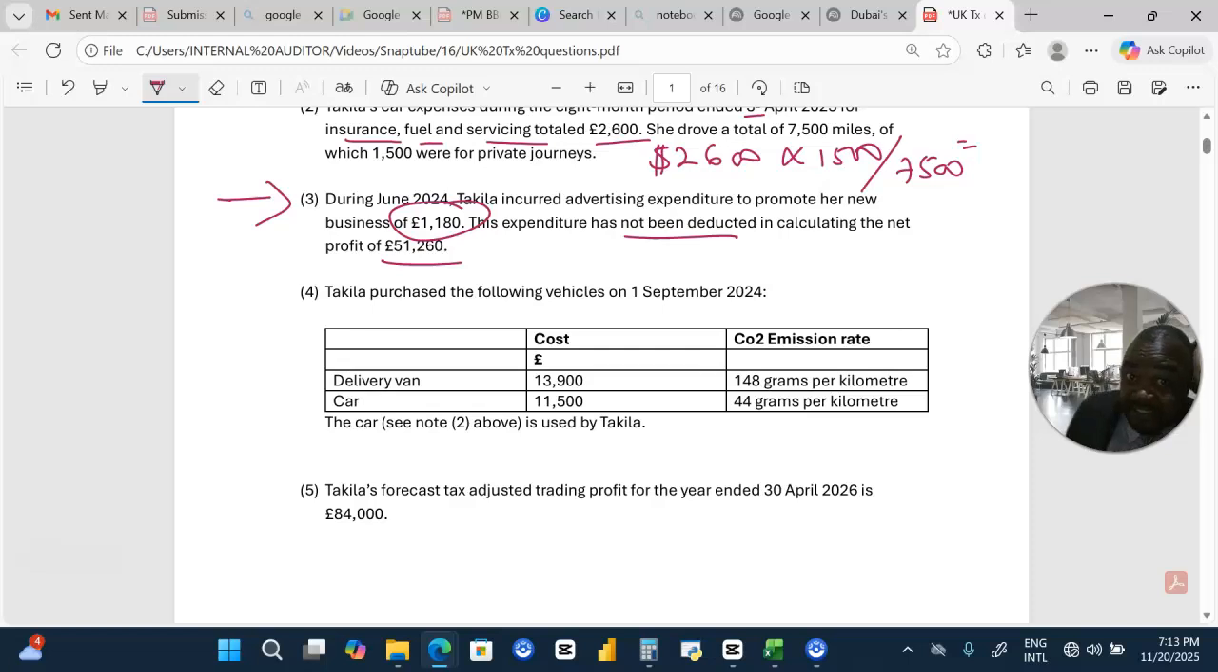Tequila purchased the following vehicles on 1 September 2024. Delivery van, 13,900, CO2 emission rate, 148 grams per kilometre. Now, what comes to your head when you see things like this? Obviously, the aspect of capital allowances.